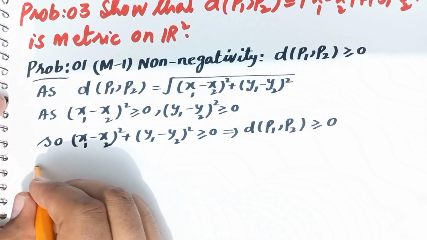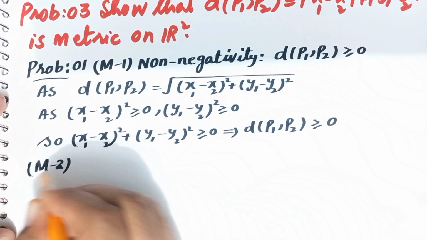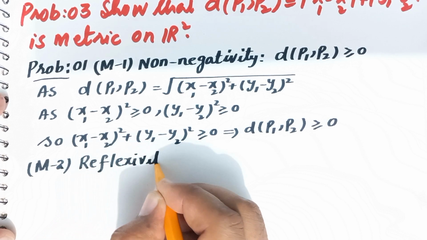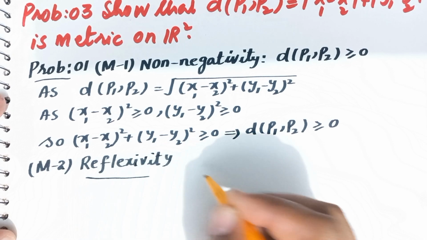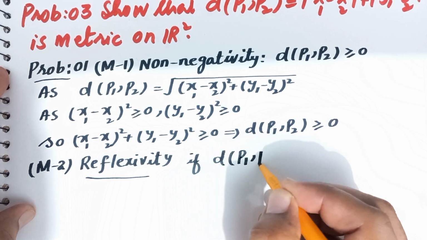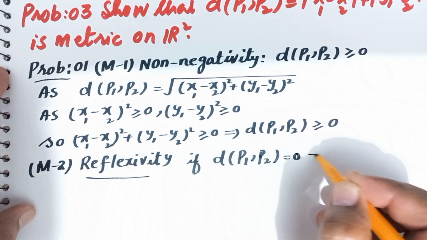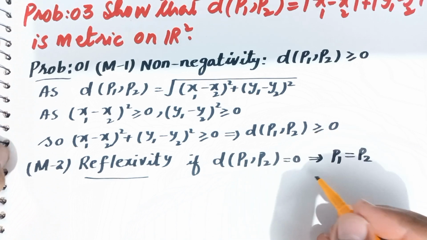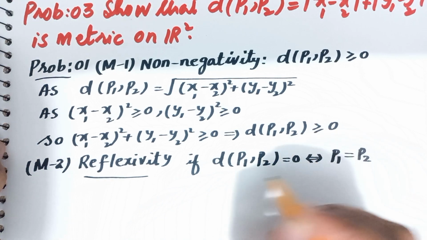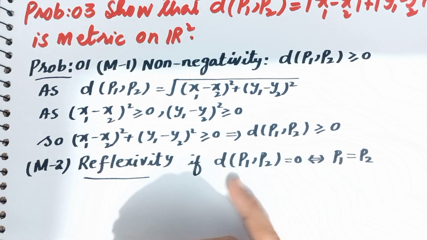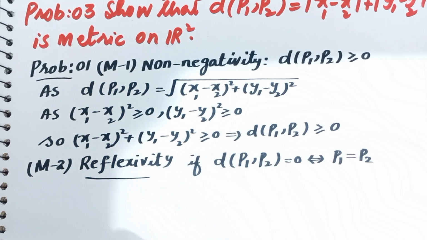The second axiom of any metric is called reflexivity. Here we need to show that if D of P1, P2 is equal to 0, this implies both points P1 and P2 are the same, and conversely we will show that if P1 and P2 are the same, then this function D is equal to 0. This is the second property of a metric space, that is called reflexivity.